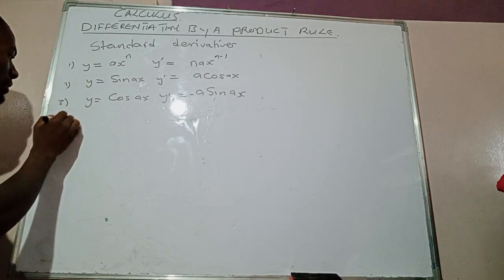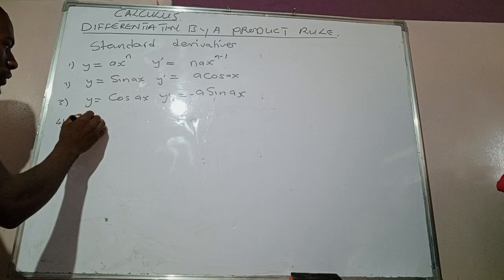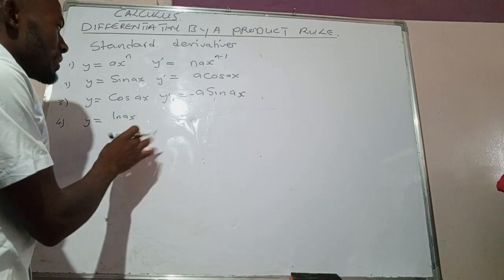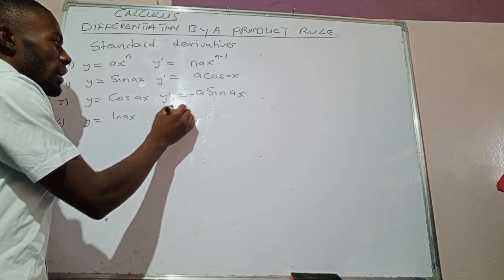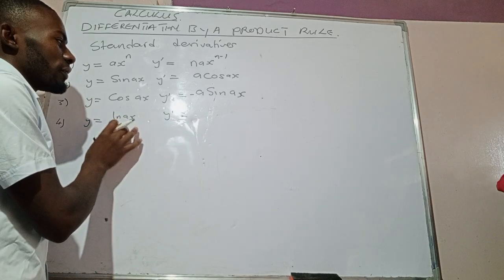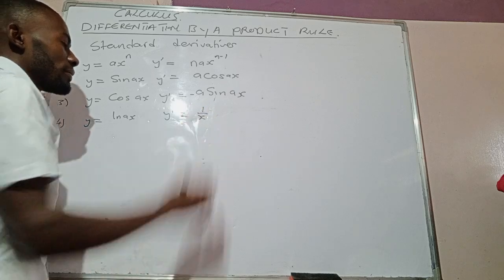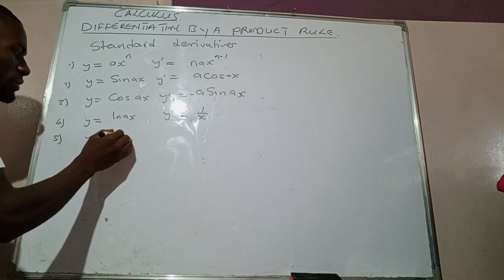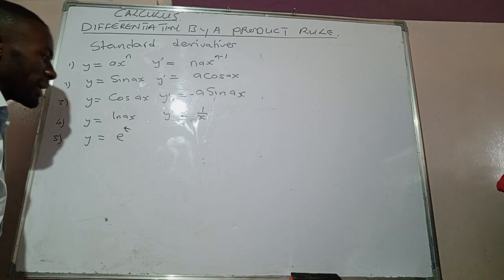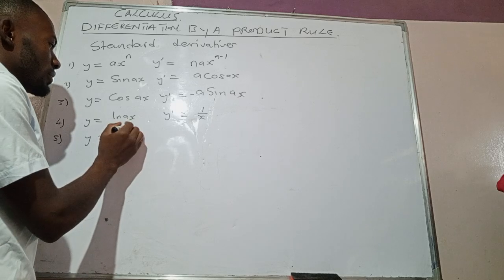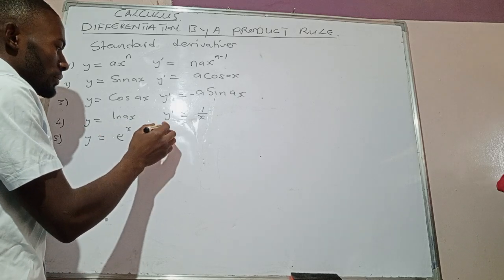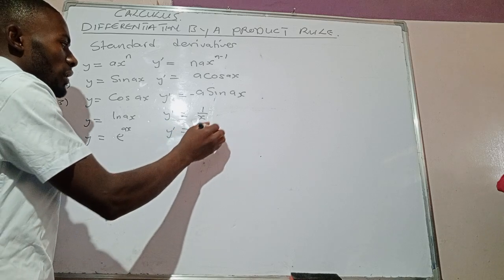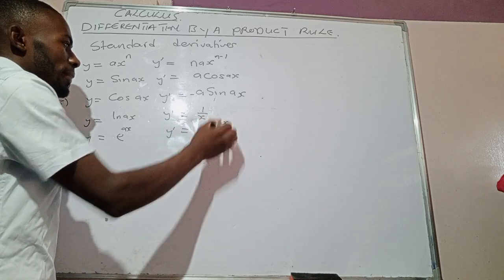Okay, 4. When you have y is equal to ln ax, these are natural logs, the derivative of this is going to be 1 over x. And the last one, the fifth one, when you have y is equal to e to the power ax, then its derivative is going to be a e to the power ax.